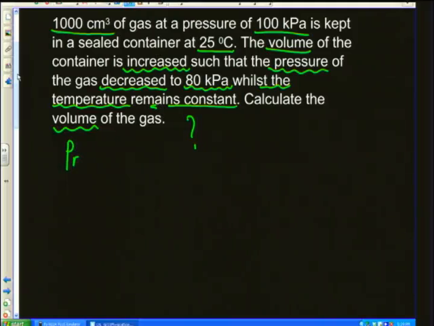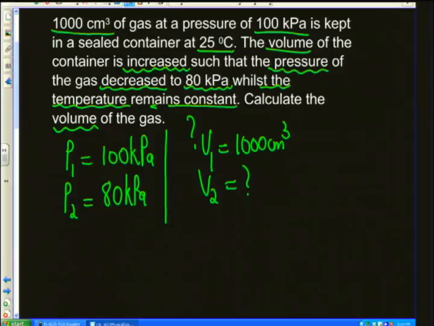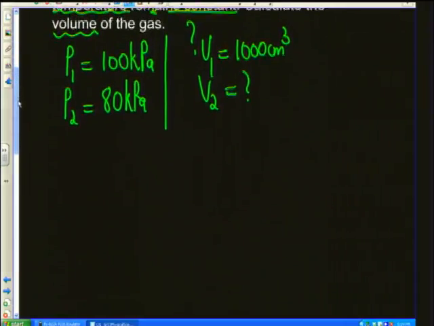Let me just do it this way, writing down what is given to me. P1 is given to me as 100 kilopascals. P2 is given to me as, it changed to 80 kilopascals. And V1, I was given 1,000 cubic centimeters. And V2 is what I need to find out. So that's what I need to calculate for.